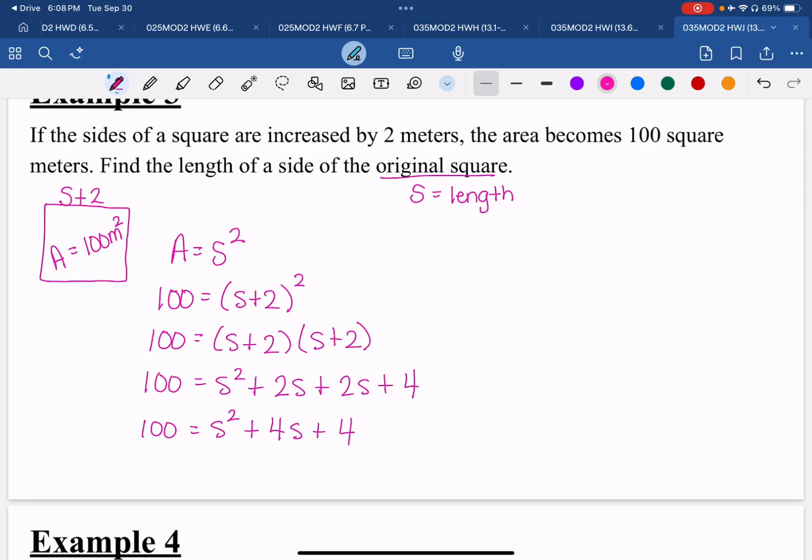Now I need to set that equal to 0, so I'm going to subtract 100. So s squared plus 4s minus 96. Now that we've got it equal to 0, we can factor. I'm going to look for numbers that multiply to negative 96 but add to positive 4. Those numbers are going to be negative 8 and 12.